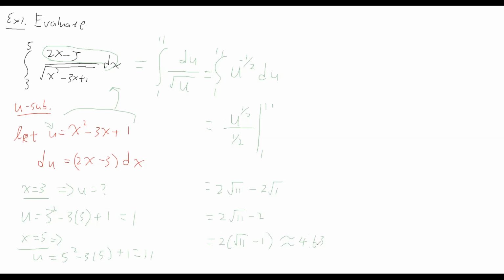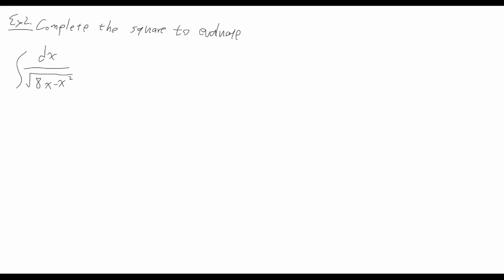So u sub is still very useful, one of the first techniques that we learn. Next, let's look at something a little more complicated. Example 2 says to complete the square to evaluate this integral right here. Most of the time it will tell you to complete the square, but if this is not given to us, how would we know to complete the square?